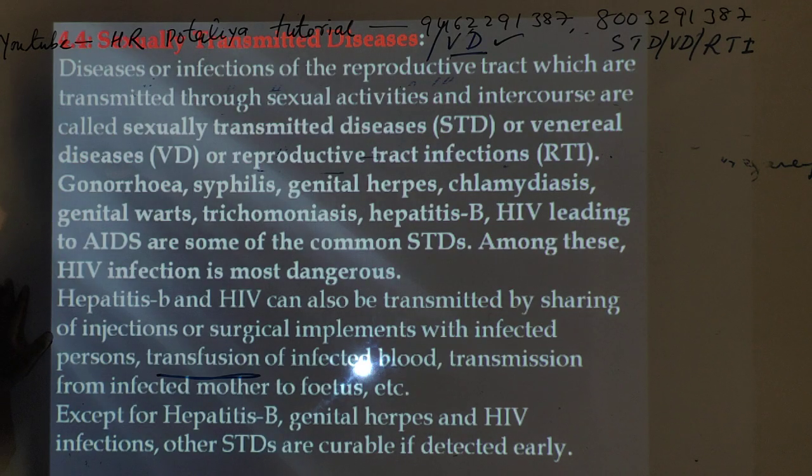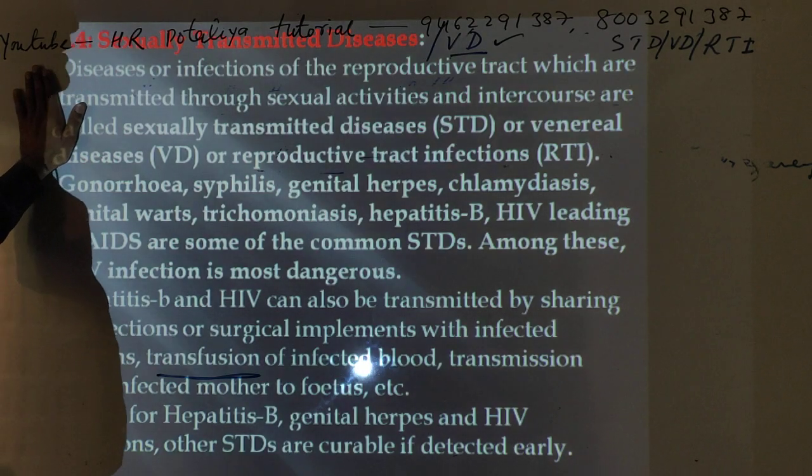यानी STD और HIV or hepatitis B, both are STDs, but they are not only transmitted by sexual relationship, they may be transmitted by surgical instruments or injection or transfusion of blood or from mother to fetus. Except for hepatitis B, genital herpes and HIV infection, other STDs are curable if detected early. यानी सिंपल सी थिंग्स है, हमारे पास में मैक्सिमम STD है, वो क्योरेबल है, वो ट्रीटेबल है, उनका ट्रीटमेंट पॉसिबल है, बट अर्ली स्टेज में. बट हेपेटाइटिस बी, जेनेटियल herpes and HIV is never treatable or never curable. So that is the STD, VD as well as RTI.